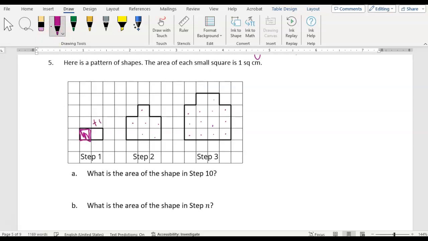and then we add 1, right? Step 2, if we look at this one, we have 2 times 2 is 4, and then we add 1, 2, 3. Step 3 has a 3 by 3, and then we add 1, 2, 3, 4, 5.